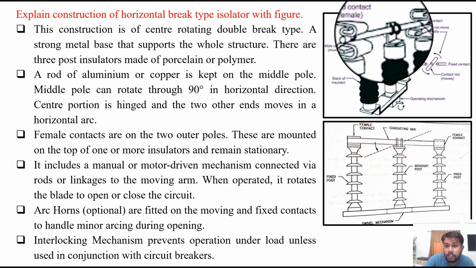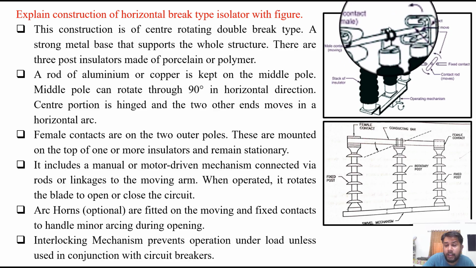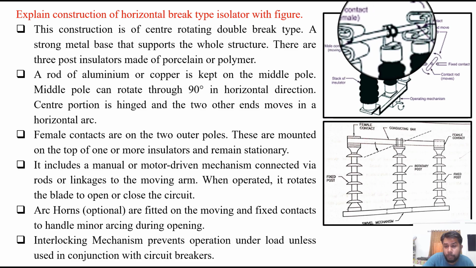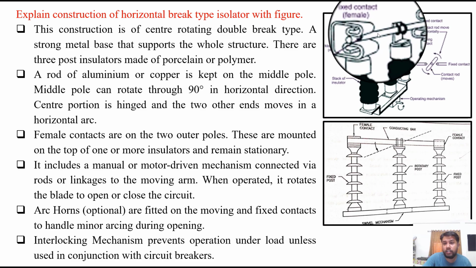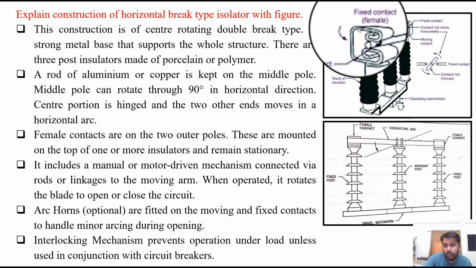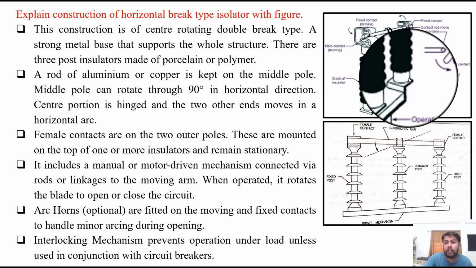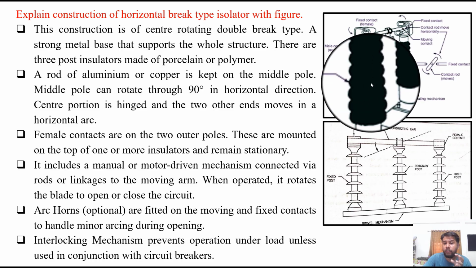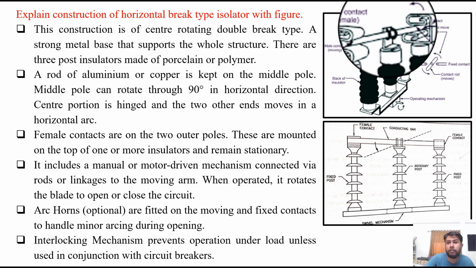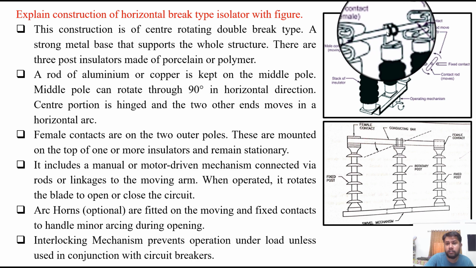You can see this. This is the center operated double break type isolator figure. It operates through 90 degrees horizontally, so it breaks these two contacts. It rotates in this direction and on this side, this direction. These are the three pole isolator structure made up of porcelain. A rod of aluminum or copper is kept on the middle post. This is the rod of aluminum or copper to make the contact.